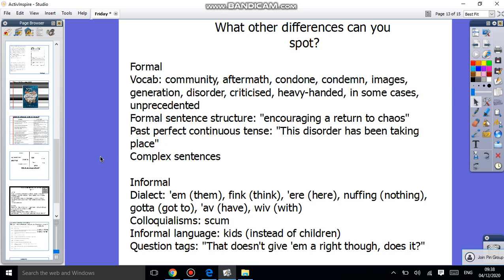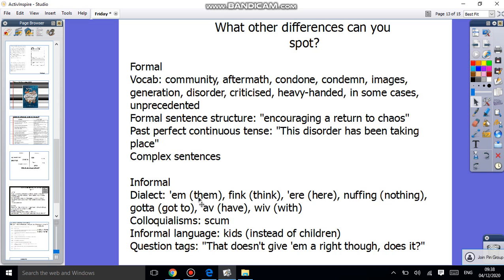So vocab for formal writing, you could have community, aftermath, condone, condemn, images, generation, disorder, criticised. We've got formal strength, formal sentence structure, encouraging a return to chaos. Quite nice vocab and very formal. Past perfect continuous tense. This disorder has been taking place. You can tell it's past tense because it's got has and taking.